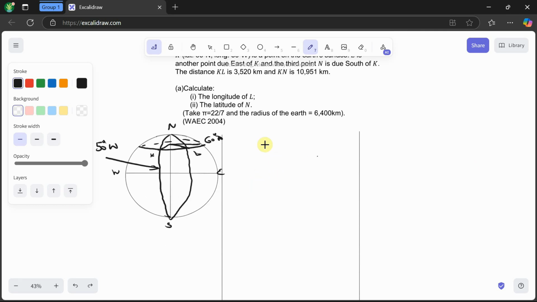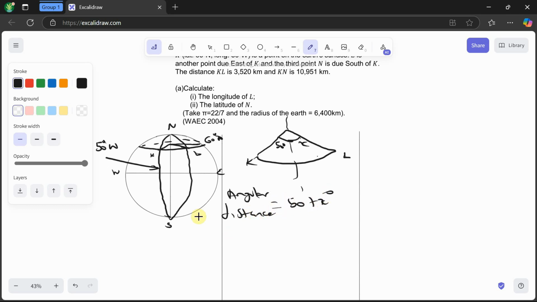So if I blow this up, this is K, this is L, so this is the reference line. We're told that the longitude of this is 50 degrees, so from here to here, which touches this line here, remember, they share the same line of latitude, so this is 50 degrees. But from here to here, we don't know the longitude of this, so this will be x. So what will our angular distance be? Great, so that will be 50 plus x degrees.